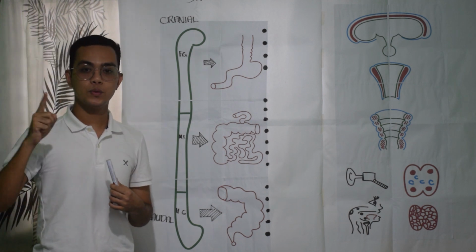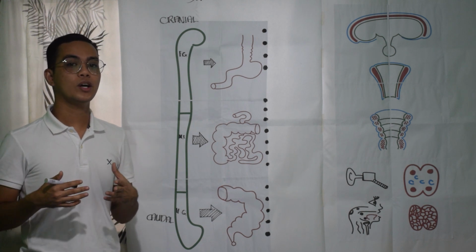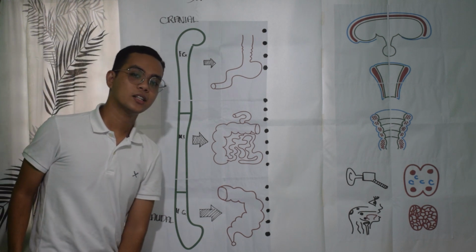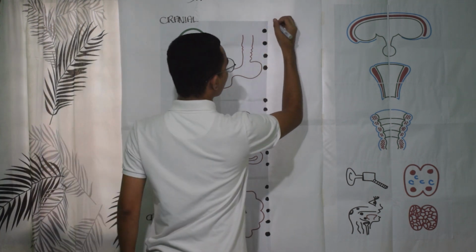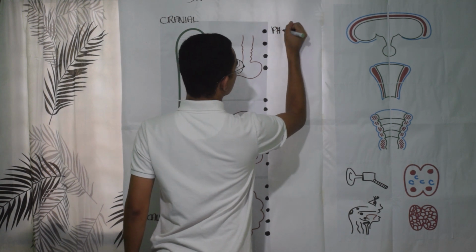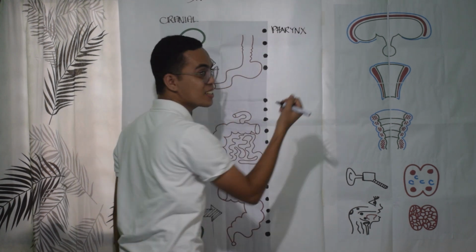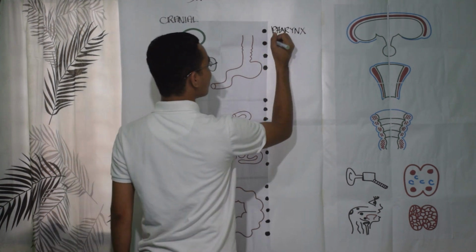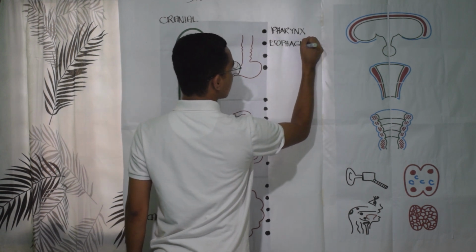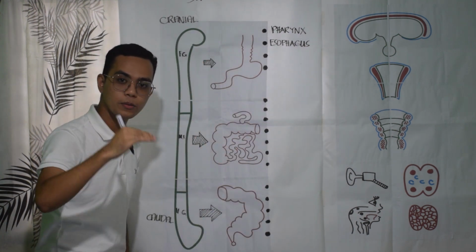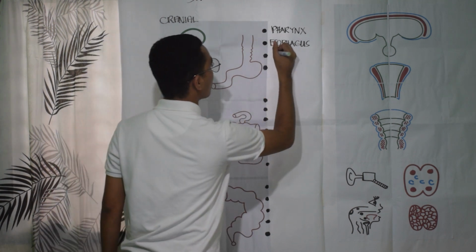Think of the food as you eat it. What is the first structure that it will go through? Of course, it's your pharynx. Next is, of course, the esophagus. And just follow the path of the food. Here, the next one is, of course, your stomach.